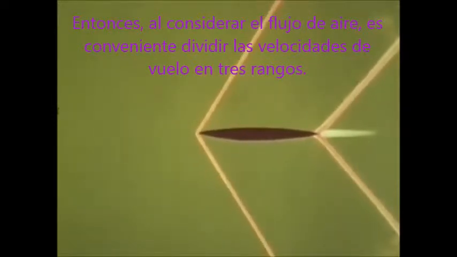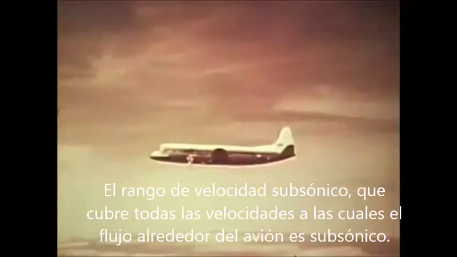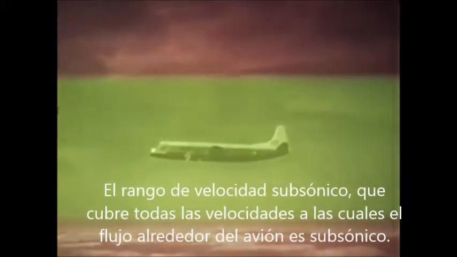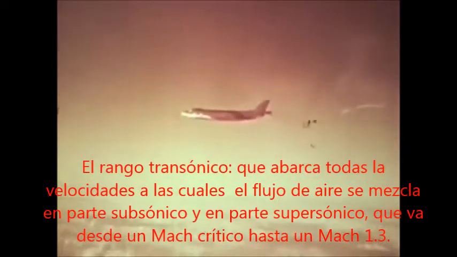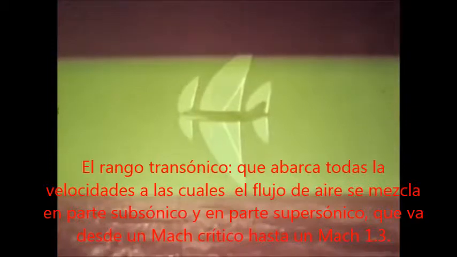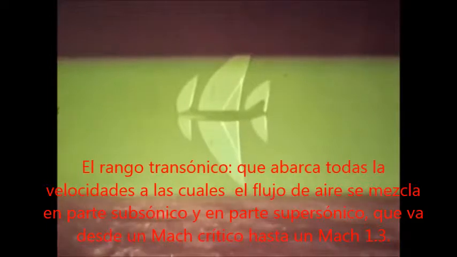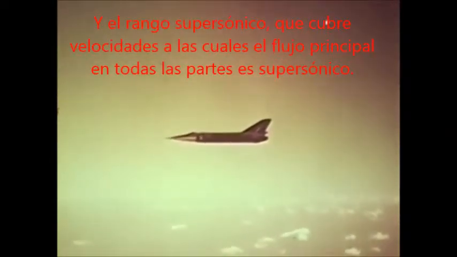So when considering airflow, it's convenient to divide flying speeds into three ranges. The subsonic speed range, covering all speeds at which the flow everywhere around the aircraft is subsonic. The transonic range, covering all speeds at which the airflow is mixed, part subsonic, part supersonic. That is from M crit to about Mach 1.3. And the supersonic range, covering speeds at which the main flow everywhere is supersonic.